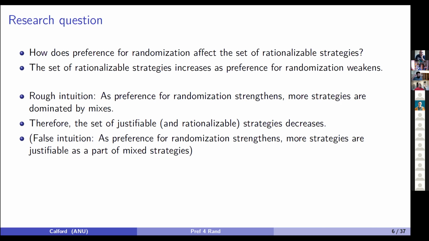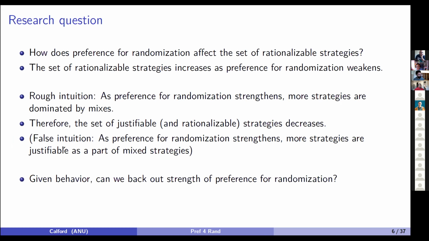If you were to fix your beliefs, then the intuition in this bullet point would be true. As your preference randomization strengthens, you might be able to bring in some other mixed strategies to build a hedge. But it turns out that those other mixed strategies you bring in will already be best responses to some other belief. And so it doesn't affect the set of justifiable strategies.